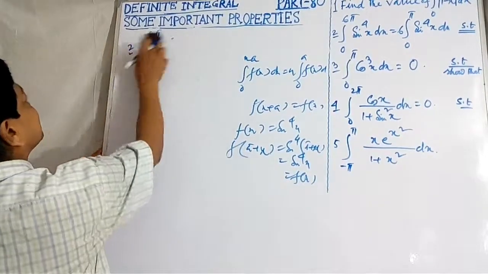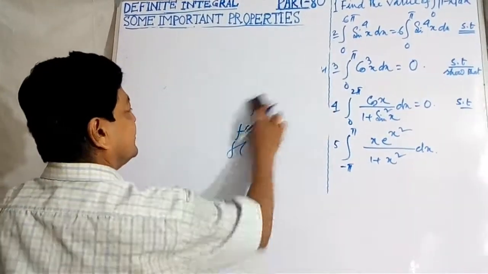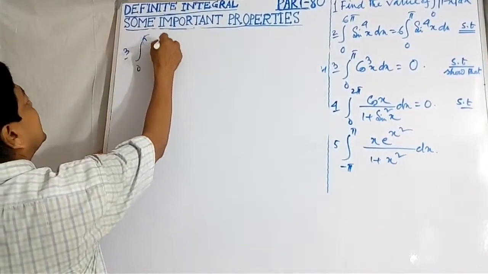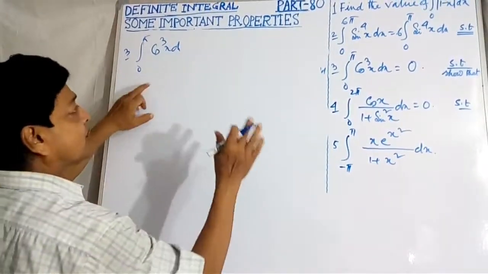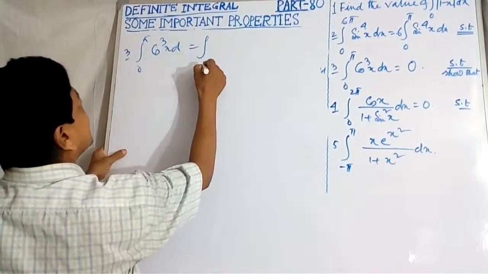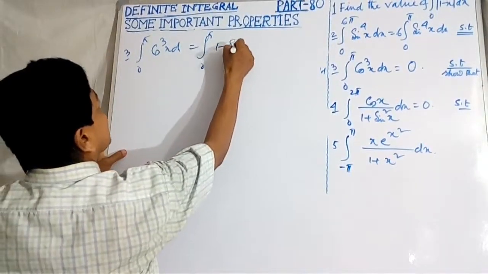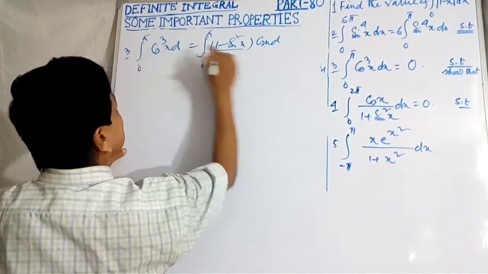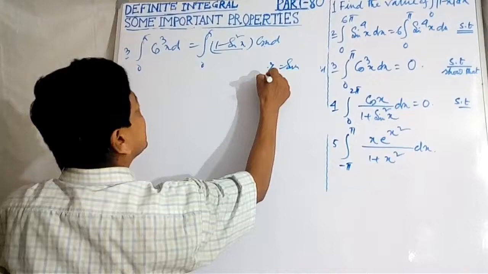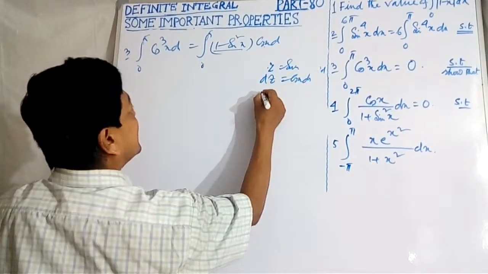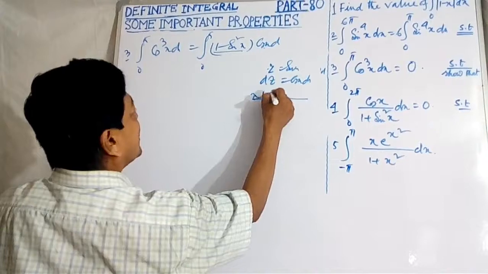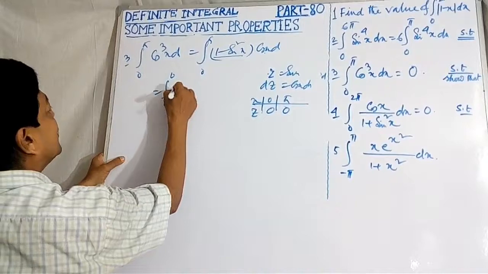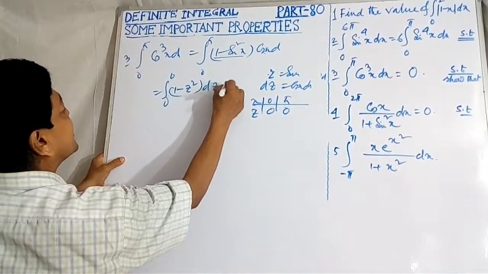Then number 3: the integral from 0 to pi of cosine cubed x dx equals 0. Without using the property, we can do it like this. 1 minus sine square x into cosine x, since this is cosine square and cosine cubed x. Let z equal sine x, then dz equals cosine x dx. So for x with lower limit 0 and upper limit pi, z equals 0 and 0. So the integral from 0 to 0 of 1 minus z square dz, and this is equal to 0.